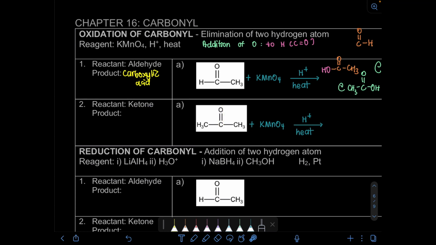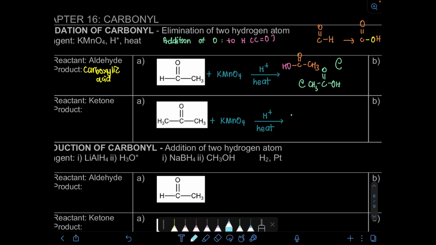So now let's look for the case of ketone. Okay, so we're going to add oxygen to the hydrogen. So C double bond O ni ada tak hydrogen attached dia? Tidak ada kan? Hydrogen tu sebenarnya attached pada carbon. So there's no hydrogen attached to it. So it means that the addition reaction ni cannot happen. So no reaction. Okay, so produk dia pun no reaction juga.